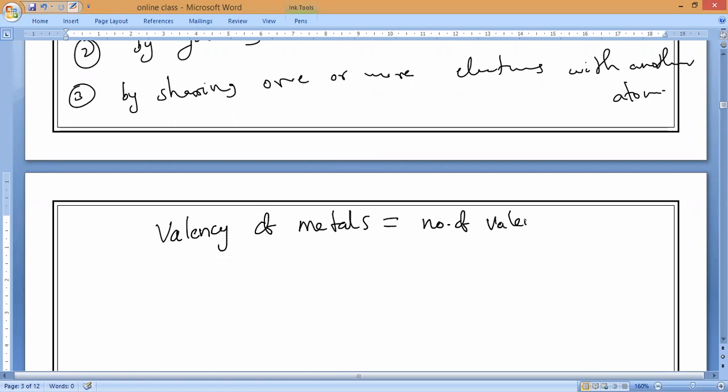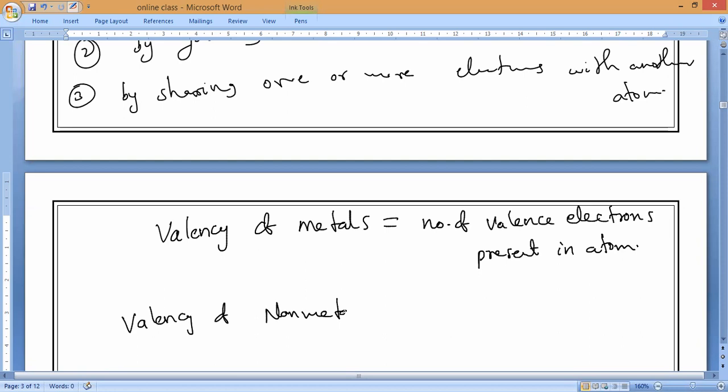Number of valence electrons present in an atom. What is the valency of non-metals, please? Valency of non-metals. If only the K shell is present, then it is 2. It is the duplet rule. So what is this, guys?